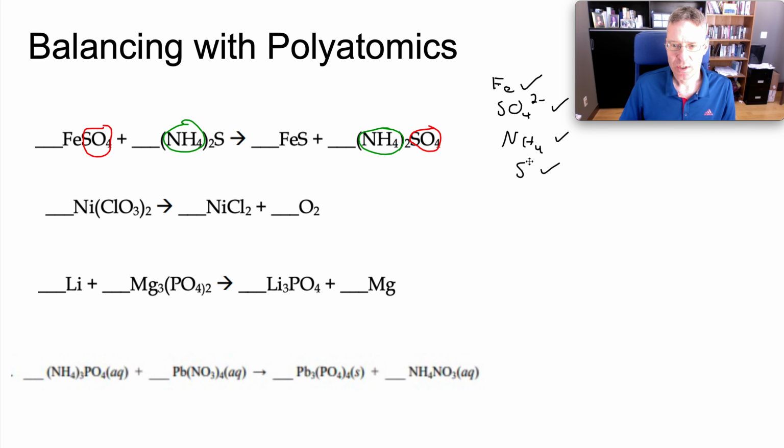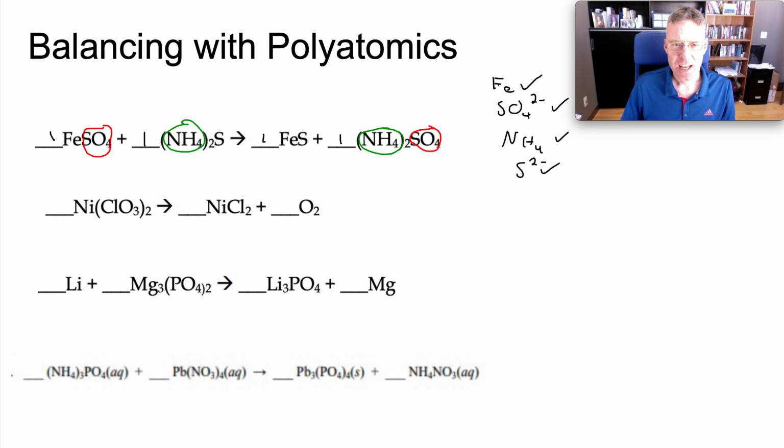So this question was a little bit boring in that it was balanced without any coefficients, but I wanted to pick something straightforward to highlight circling the polyatomics and counting them and not including the numbers outside the brackets.